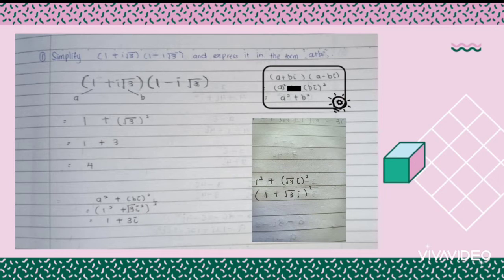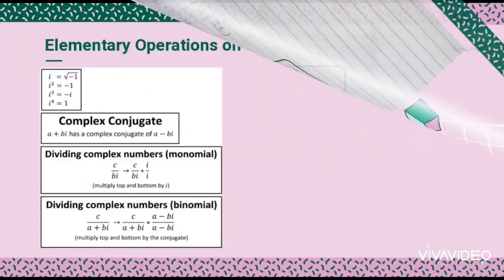Using the formula given, if a complex number a + bi is multiplied by the complex number a - bi, then it is equal to a² - (bi)², which equals a² + b². a is 1 while b is √3, so the answer is 1² + (√3)², equal to 1 + 3, equal to 4.